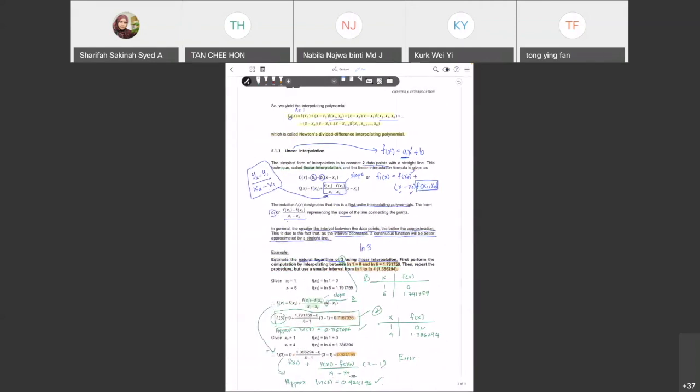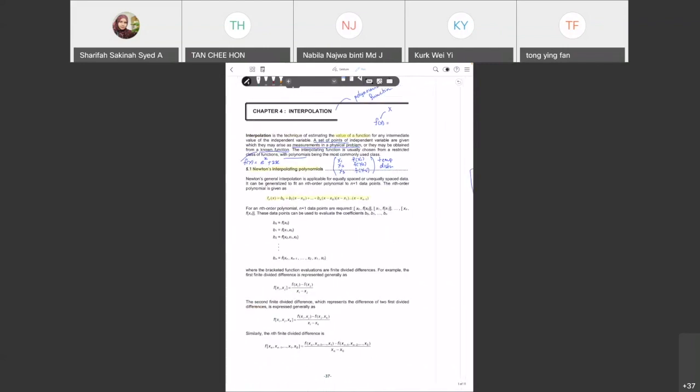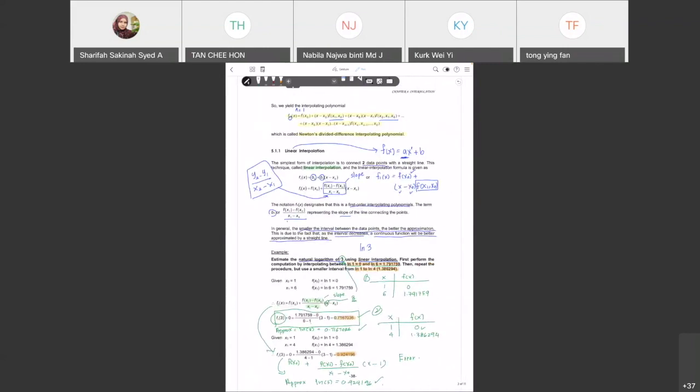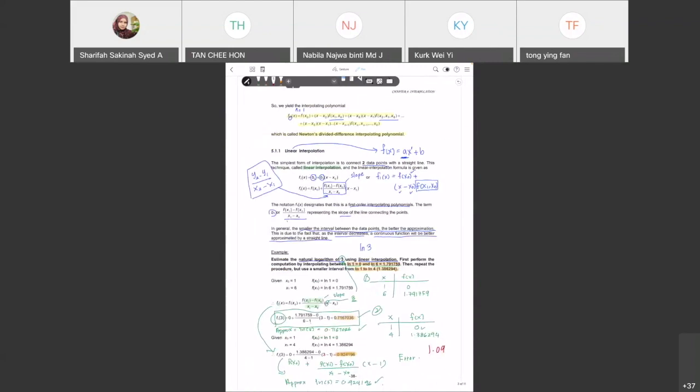So the answer is what? 1.09. The true answer is 1.098612. So you can see which solution is near to the true solution. So you can calculate.